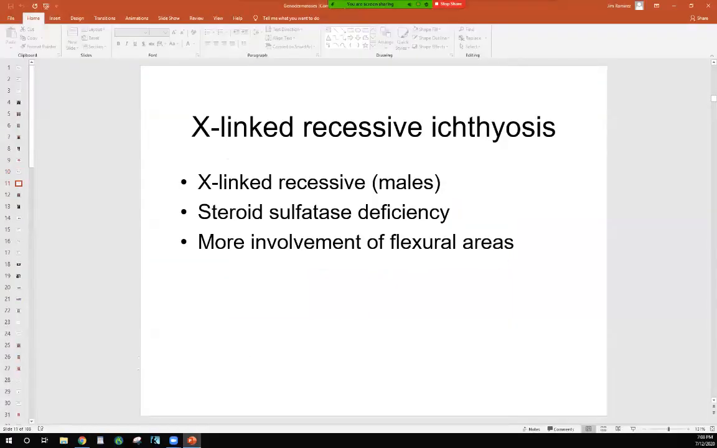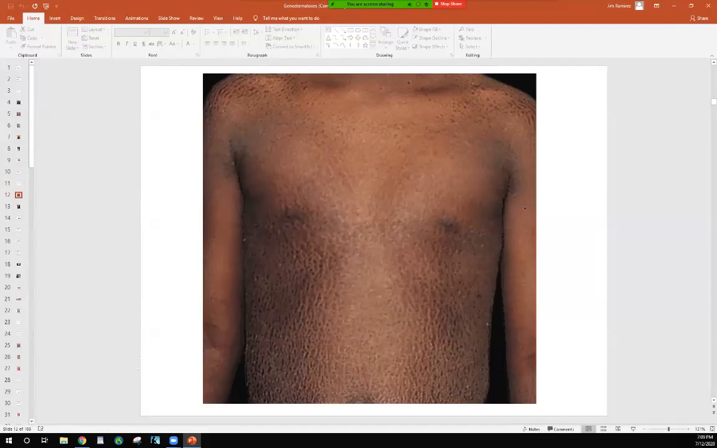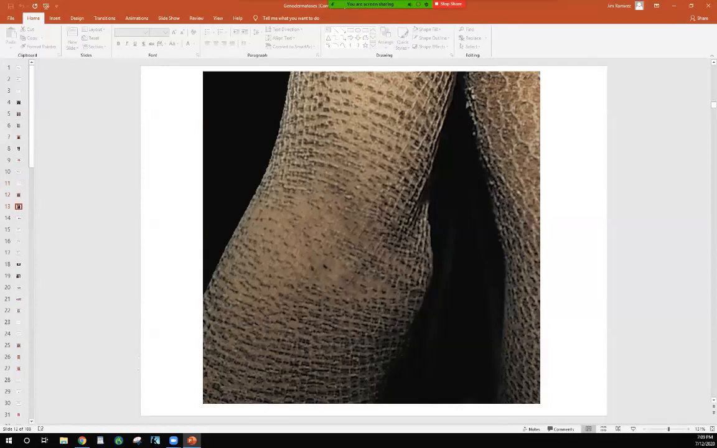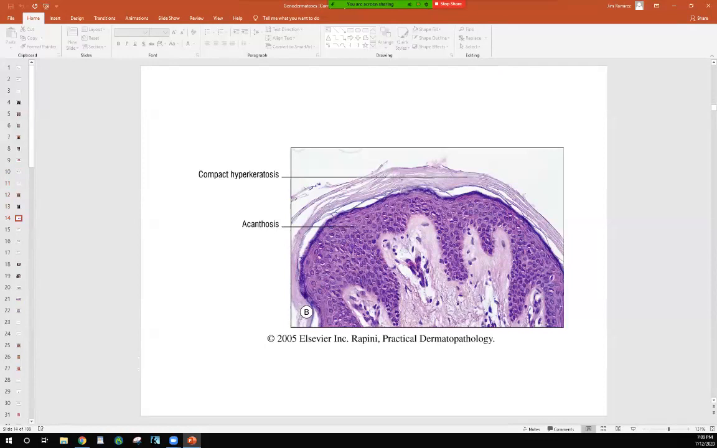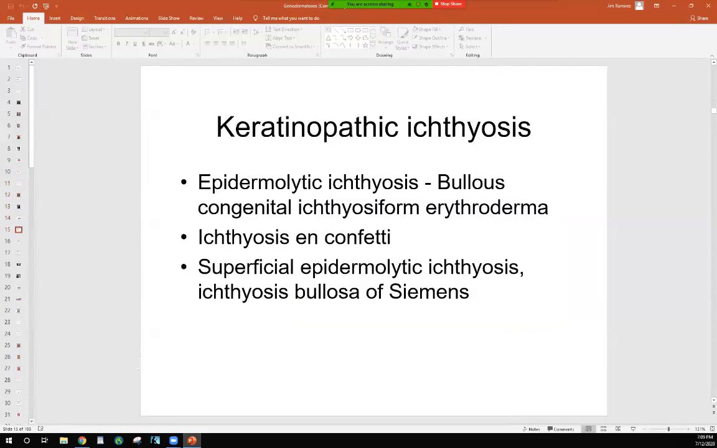We'll move on to X-linked recessive ichthyosis. Here are the salient features. Obviously, X-linked recessive affects males, steroid sulfatase deficiency, and more involvement of flexural areas, at least in comparison to Ichthyosis vulgaris. Here we have some clinical photos. Again, more involvement of flexural areas compared to vulgaris. And if you see here, we have more of a retention of the granular layer compared to Ichthyosis vulgaris.